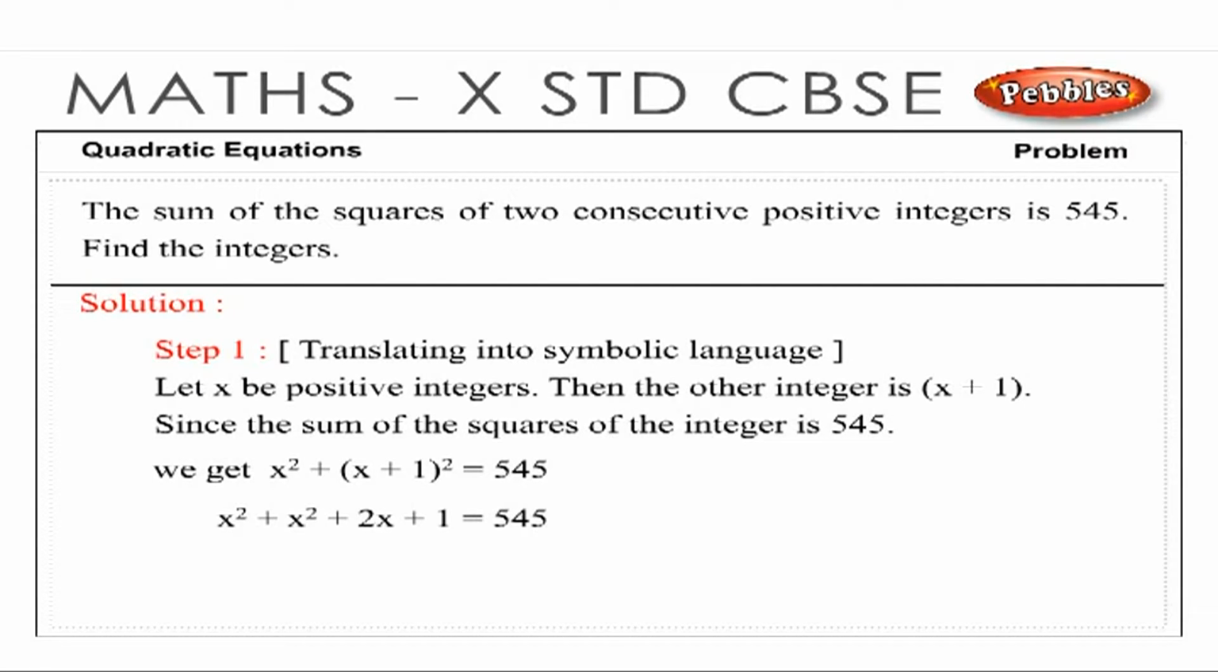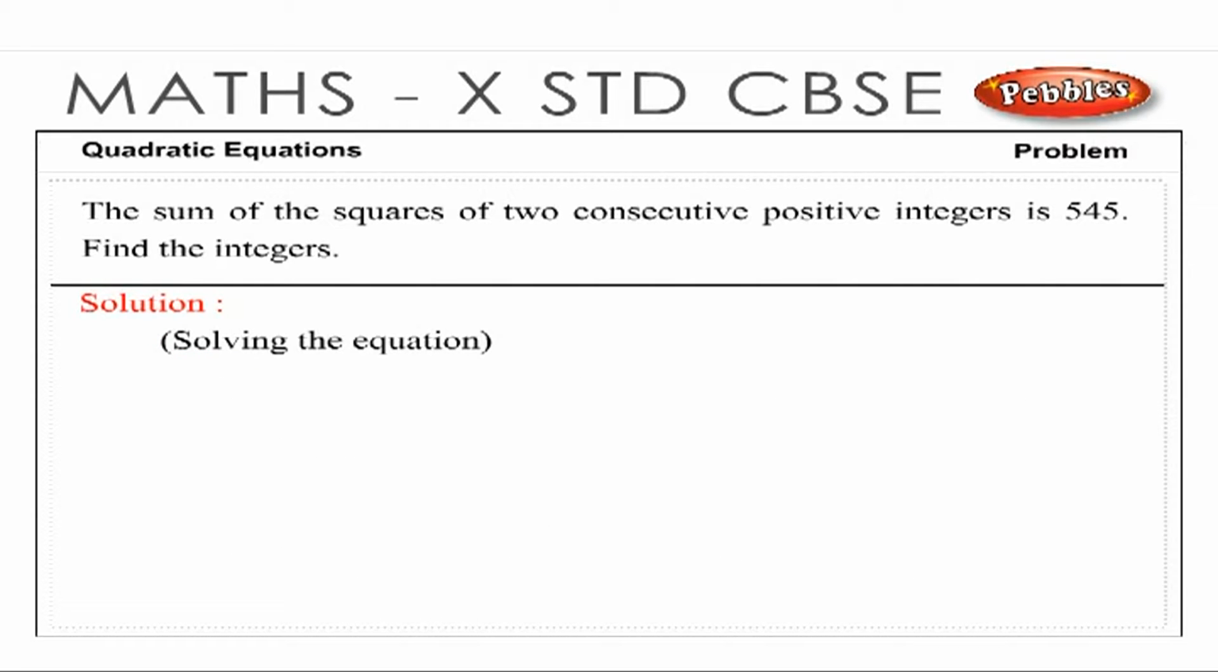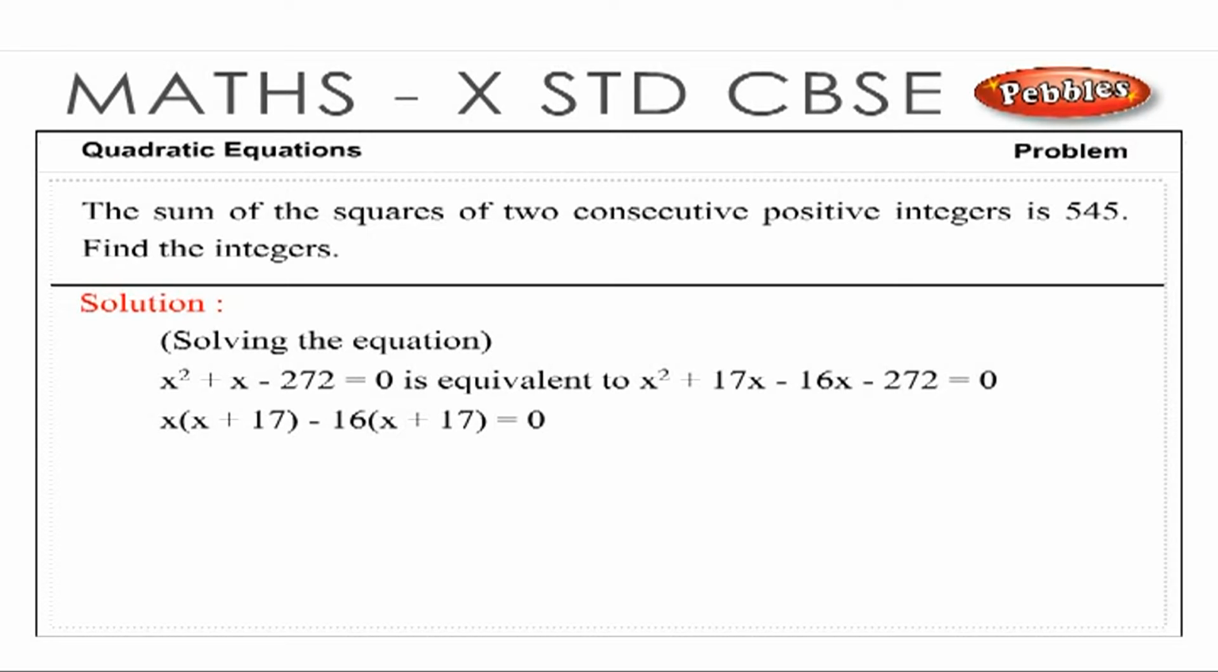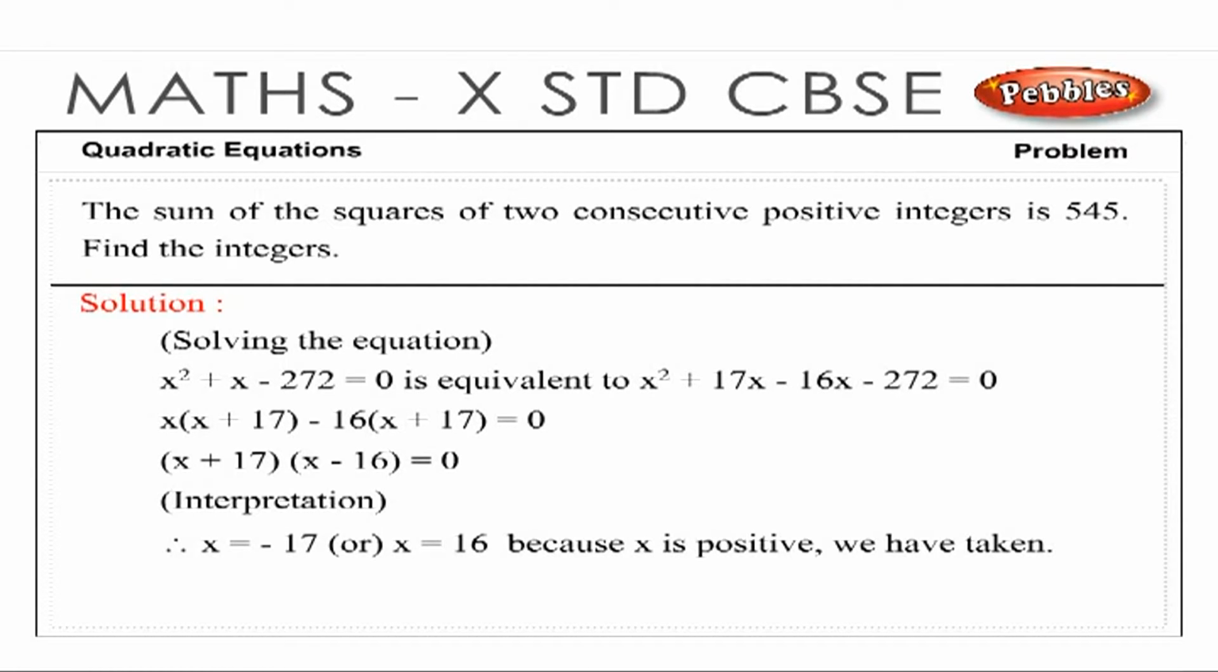x square plus x square plus 2x plus 1 is equal to 545. That is, 2x square plus 2x minus 544 is equal to 0. Dividing by 2 on both sides, we get x square plus x minus 272 is equal to 0. Solving the equation, x square plus x minus 272 is equal to 0 is equivalent to x square plus 17x minus 16x minus 272 is equal to 0. x into (x plus 17) minus 16 into (x plus 17) is equal to 0. That is, (x plus 17) into (x minus 16) is equal to 0. Therefore, x is equal to minus 17 or x is equal to 16.